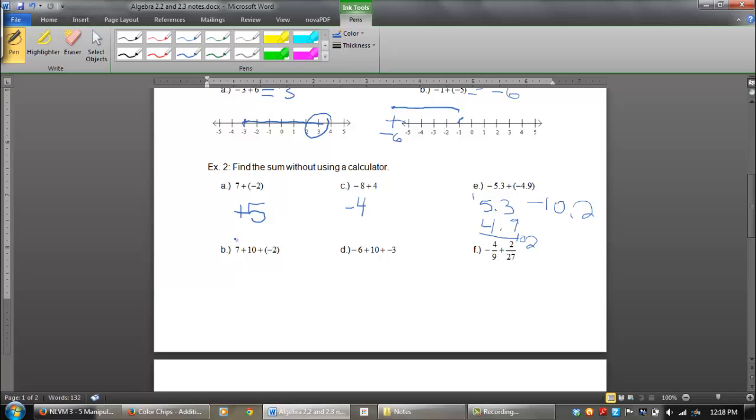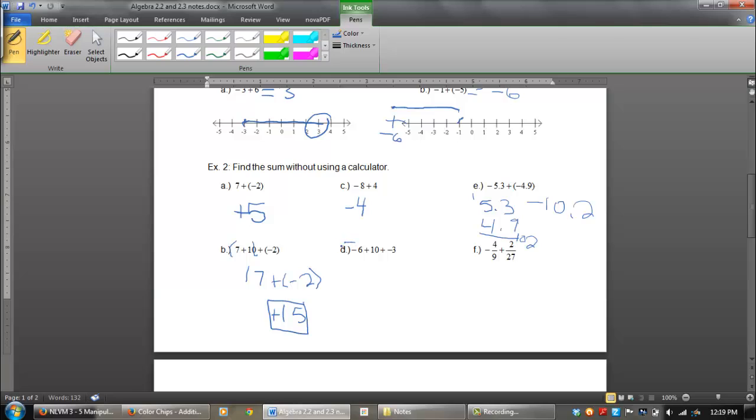Now, in a situation where we have 3 numbers, we're going to start and just add 2 of them at a time. So we're going to start with 7 and 10. We're going to add 7 and 10 first. 7 and 10 add to make 17. So we're going to take 17 plus a negative 2. Now we're down to 2 numbers. Notice one of them is positive, one of them is negative. We take their difference, which is 15, and then we take the sign of the bigger number. 17 is bigger, so it's positive 15 is the answer to that problem.